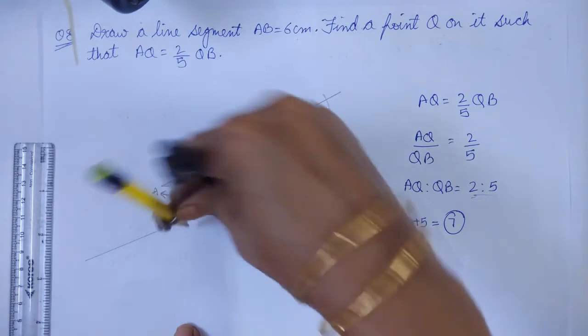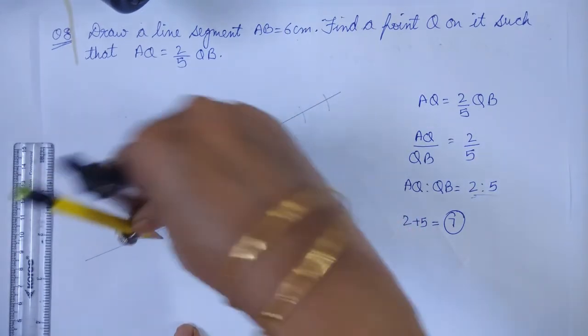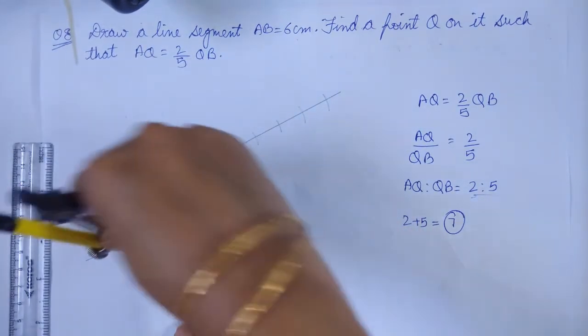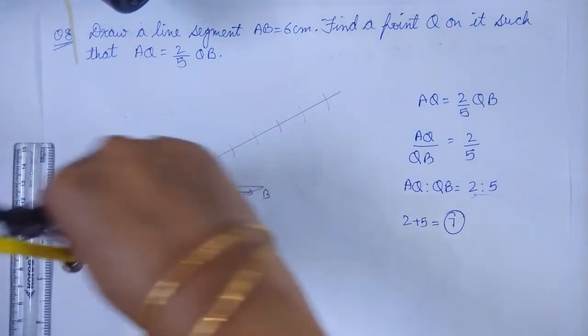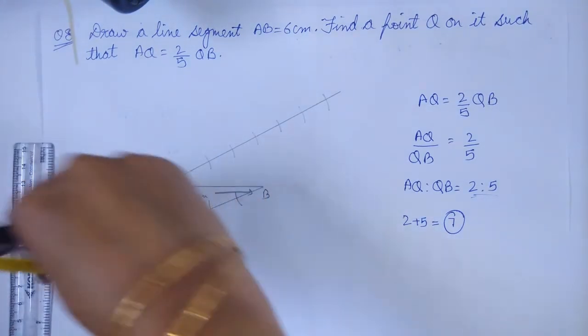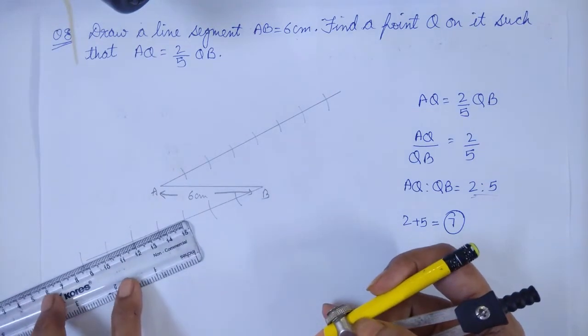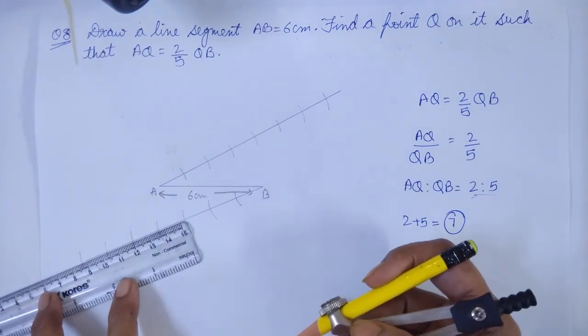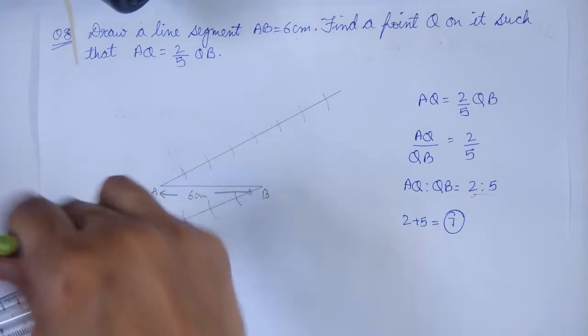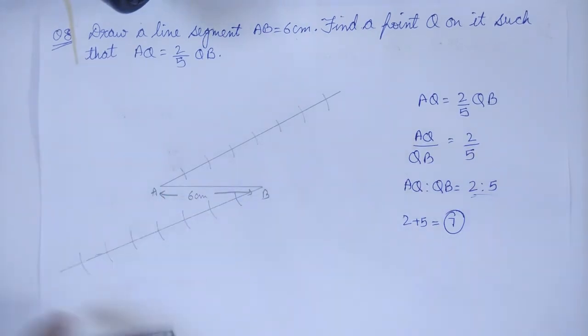Same measurement from point B, you will make the divisions 1, 2, 3, 4, 5, 6 and 7. So this is not covering, so we will extend the line further.